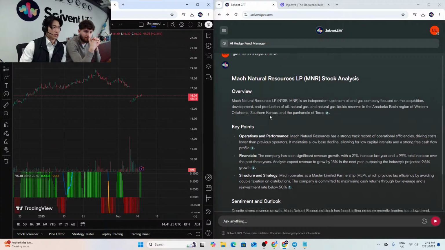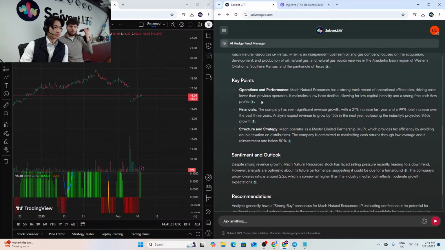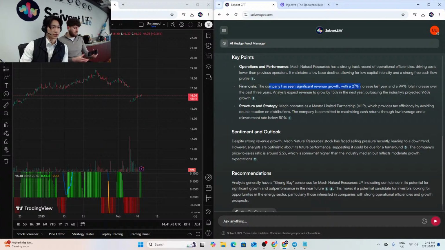Right. And then here we have this company, an independent upstream oil and gas company, with operations and performance showing a track record of operational efficiencies. Their financials, let's see, 21% increase last year and a 99% total increase over the past 3 years. 21% over a year is pretty significant.